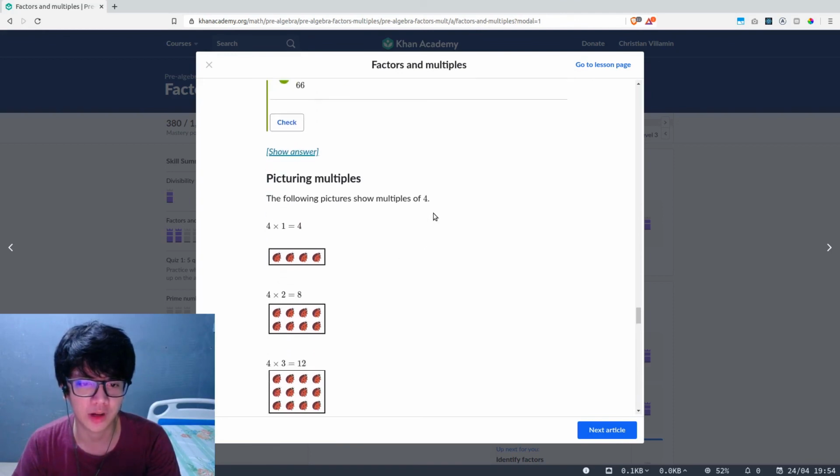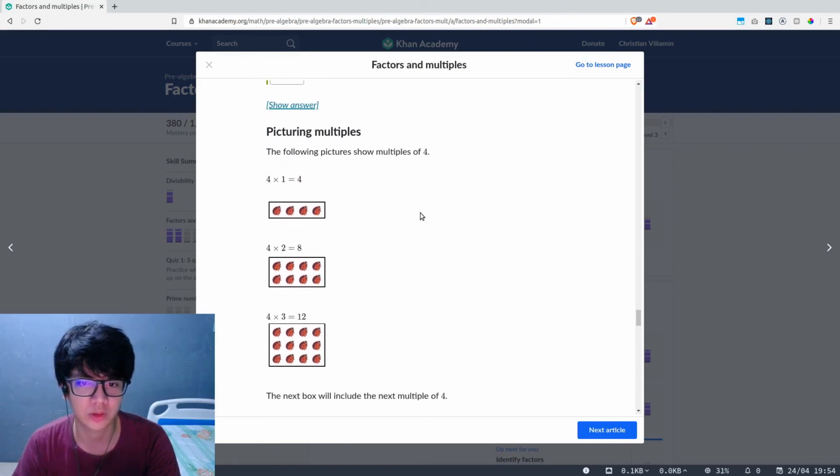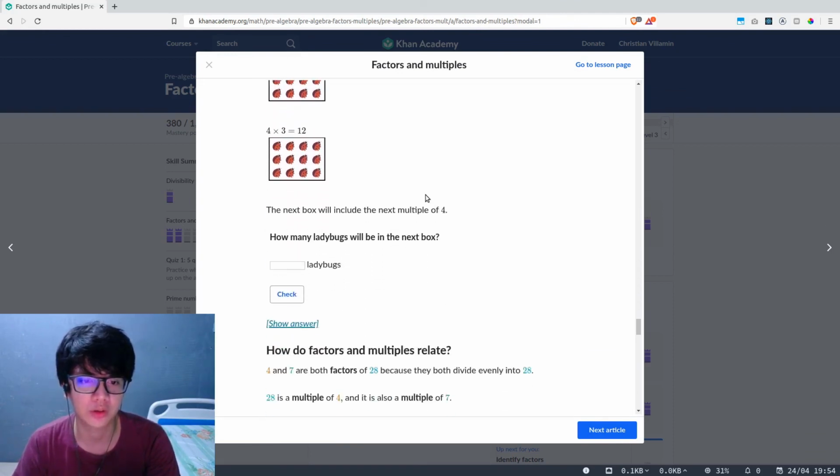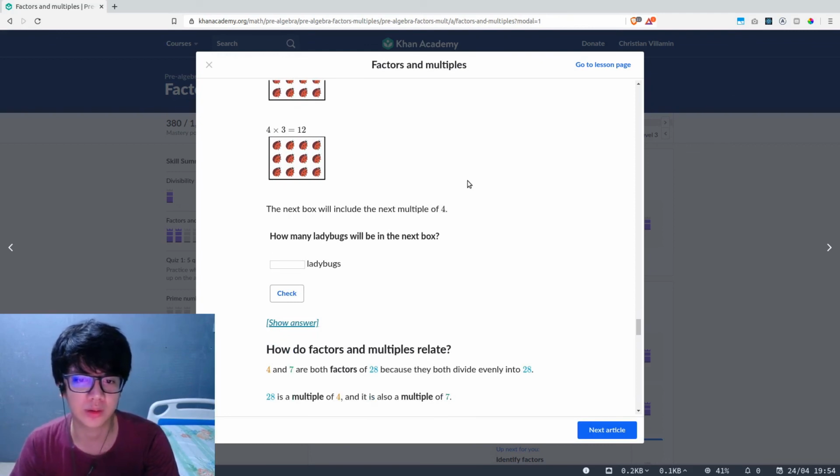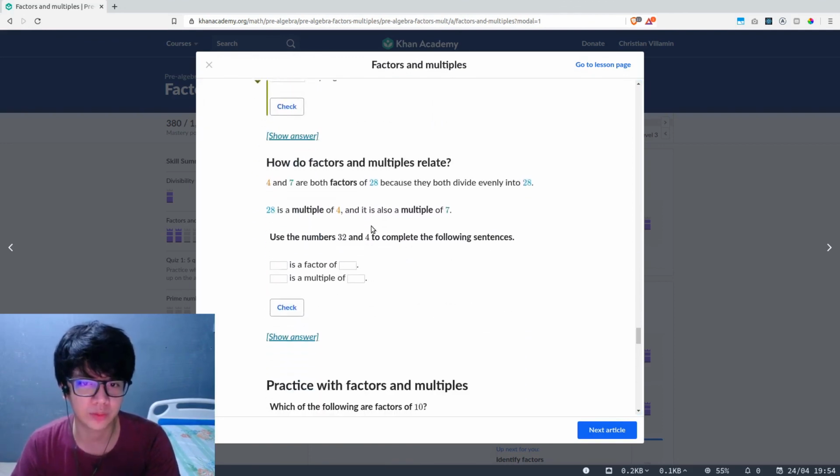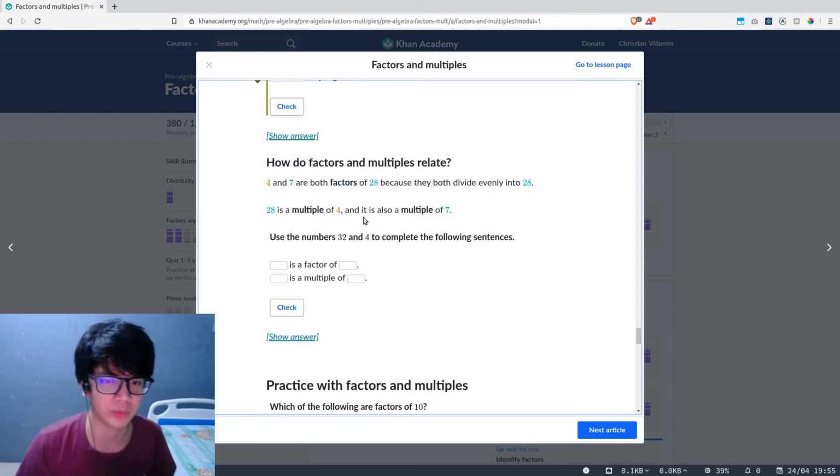Picturing multiples. The following pictures show multiples of 4. The next box will include the next multiple. How many later will the box be 16? How do the following multiples relate? It's also a multiple of 4.